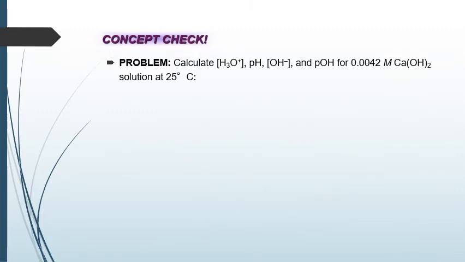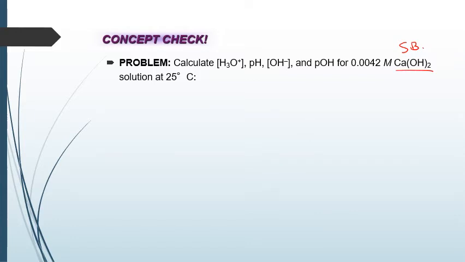For this next problem, we're going to calculate the H3O plus, pH, OH minus, and pOH for a 0.0042 molar calcium hydroxide solution at 25 degrees Celsius. The first thing I want to do is identify what the major species is in solution. So I have Ca(OH)2. Remember, that is one of our strong bases. We know that because it's a heavier group 2 metal hydroxide.